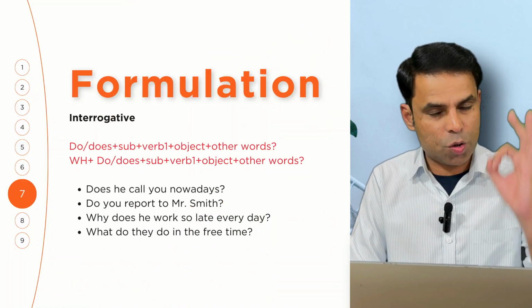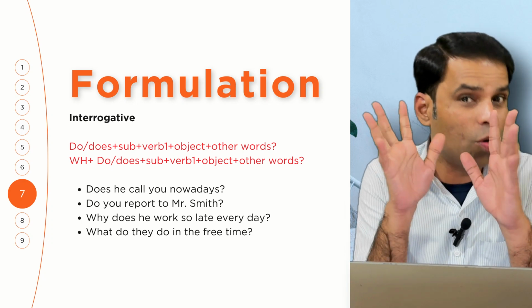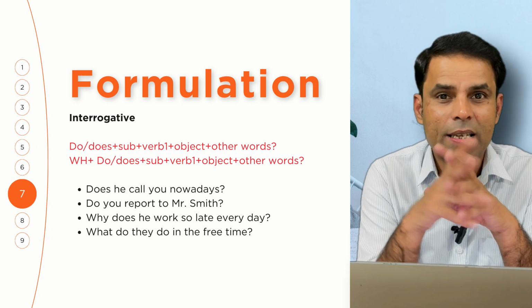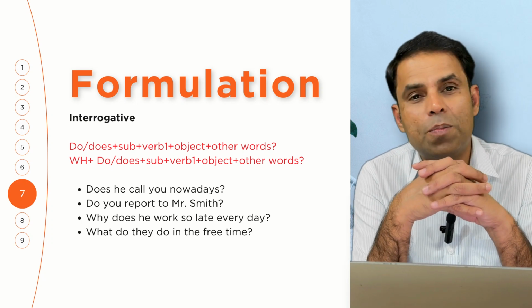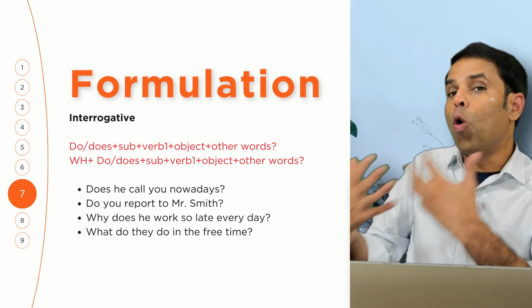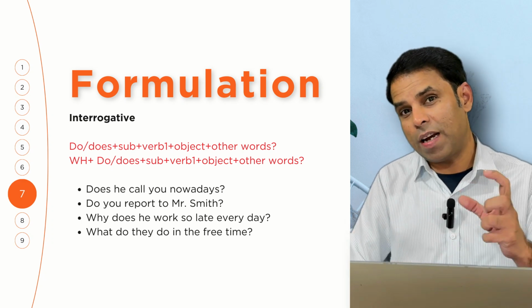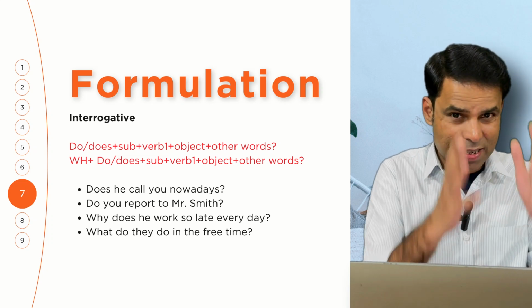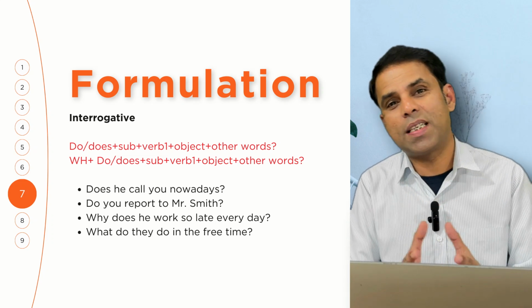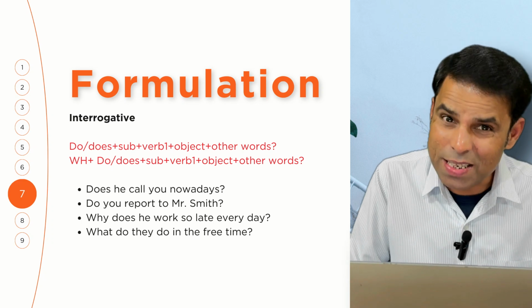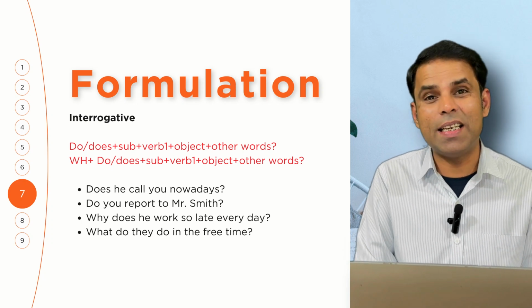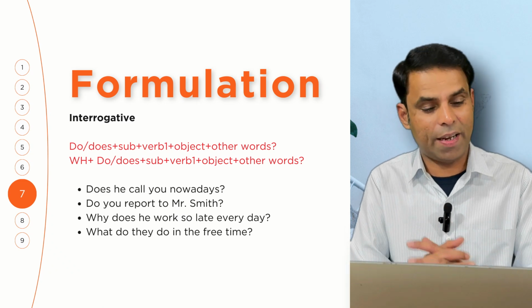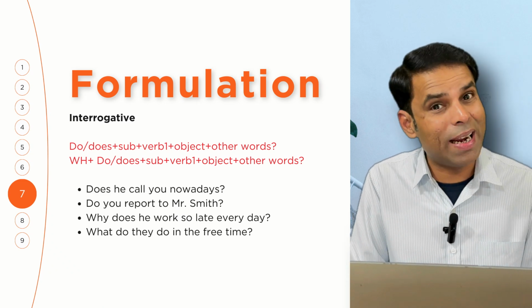To formulate the questions, we start the sentence with do or does. Now you know when we use do and when we use does. So we start the sentence with do or does, then subject, then the first form of the verb, object, and the other words. And for open-ended questions, the questions which have question words, first we use the question word, then do or does, then subject, and then first form of the verb, object, and the other words. For example, does he call you nowadays? Or do you report to Mr. Smith?